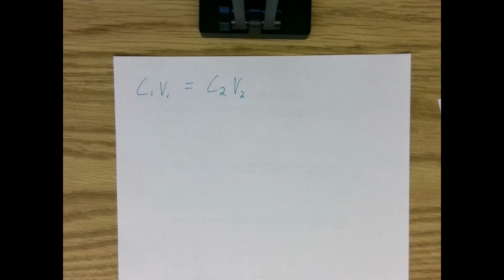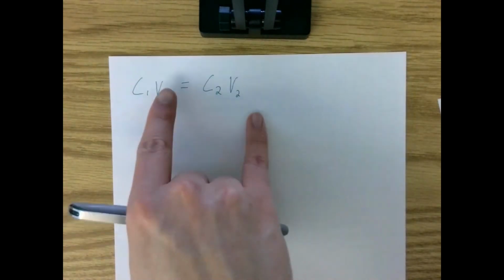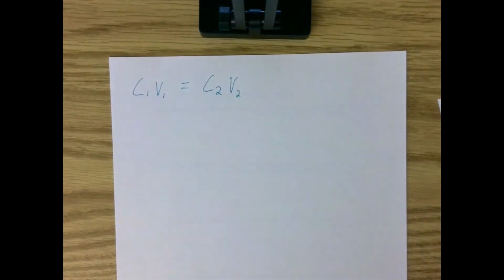What do you think C stands for? Concentration. V, volume. Just like with the volume of gases in Boyle's law, does what units we have for volume of a solution matter here? As long as they match, they don't matter. So it can be milliliter, milliliter, liter, liter. As long as the volumes match, we're in good shape. You'll also see it written like this.